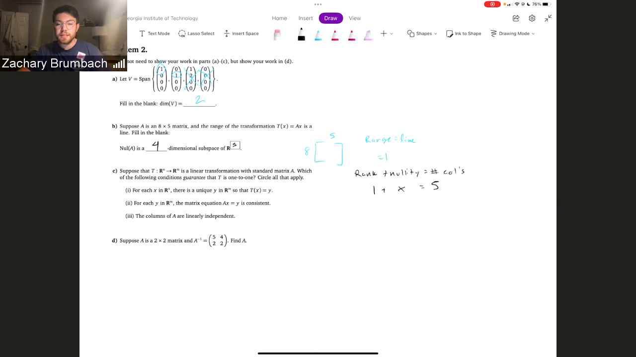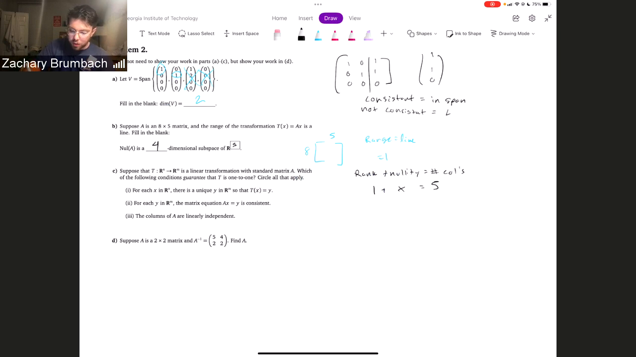Yeah, so someone asked, just as a sidebar, is the vector 1, 1, 0 in the span of 1, 0, 0 and 0, 1, 0? The way you can check that is you take your two vectors and the one that you're checking if it's in the span of them, okay? And if it's consistent, it's in the span. If it's not consistent, it's linearly independent, or outside the span.